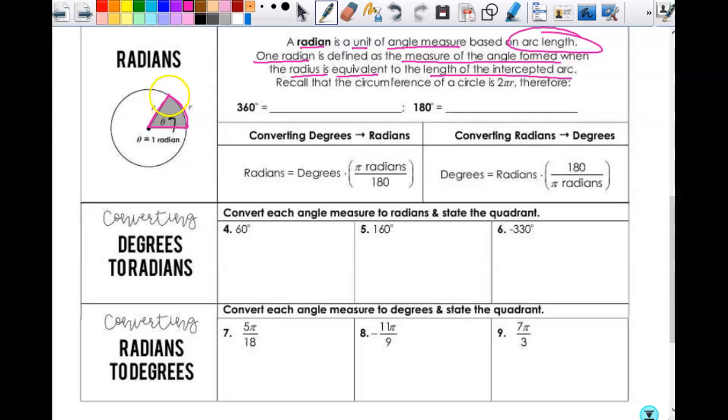But if the radius was 15 inches, then 1 radian would be 15 inches. And then that 15 inches would go around the circle 2 pi times. Okay, that's the way you do it, 2 pi times r, right?